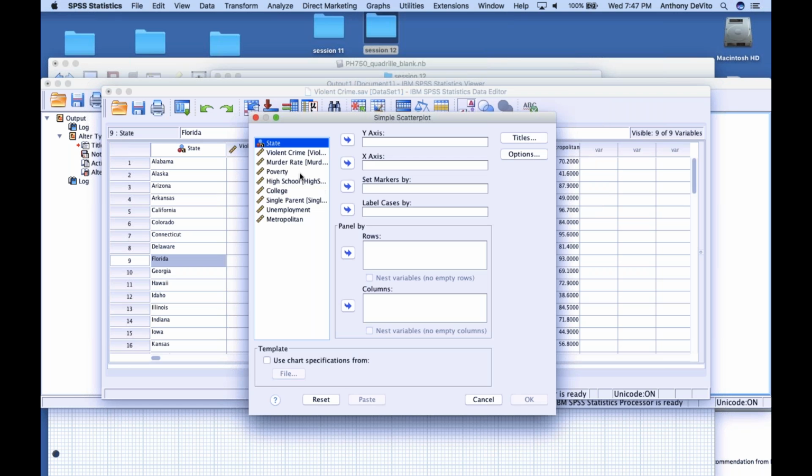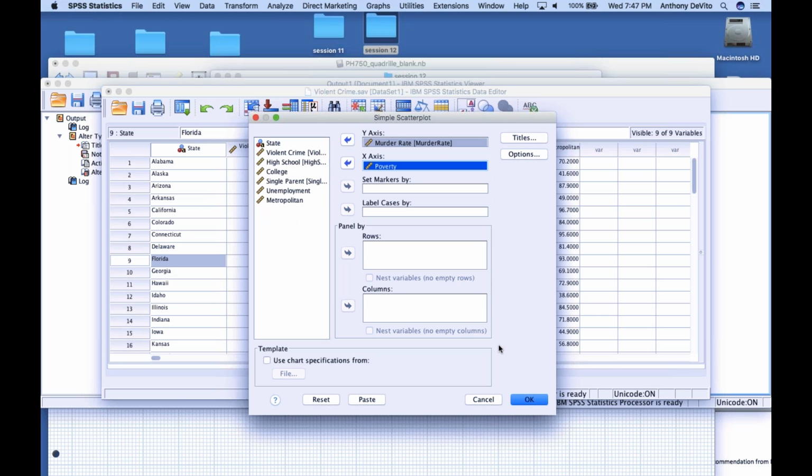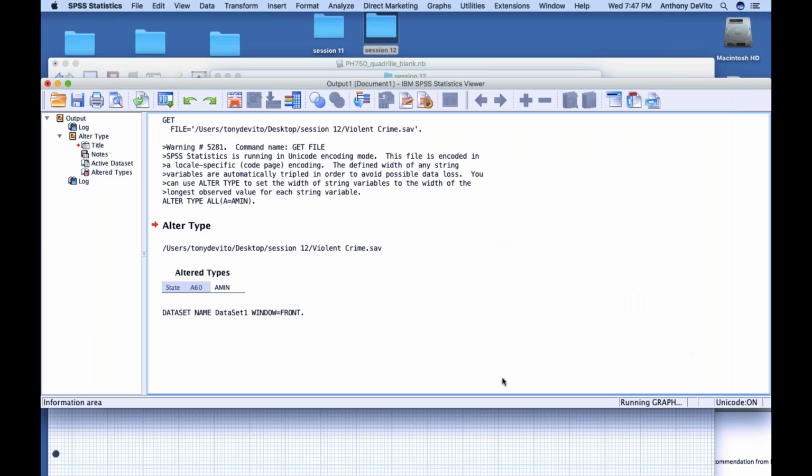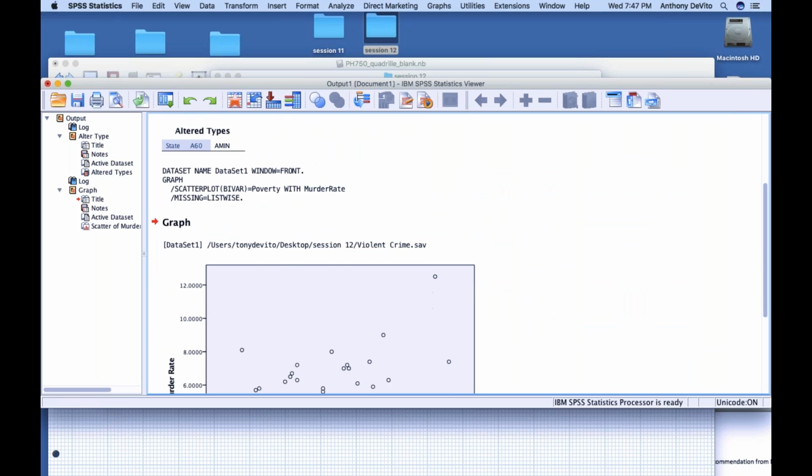Okay, we'll get an idea of... So I'm interested in predicting violent crime, murder rate, based on the rate of poverty. Okay, so click OK. And let's see how we look now that we've eliminated.